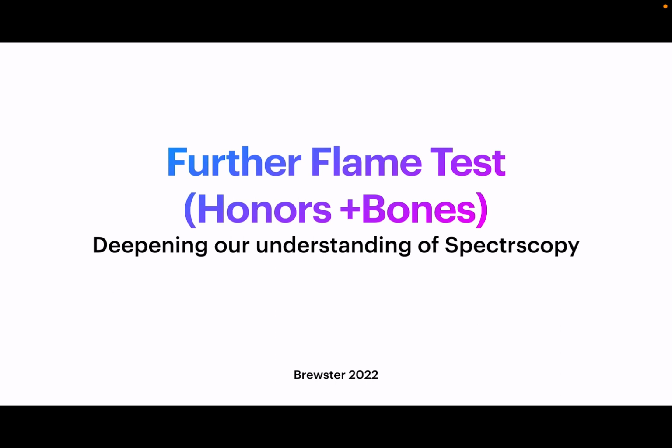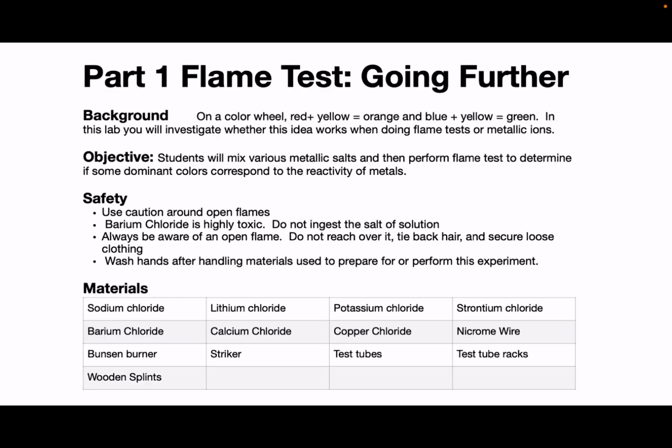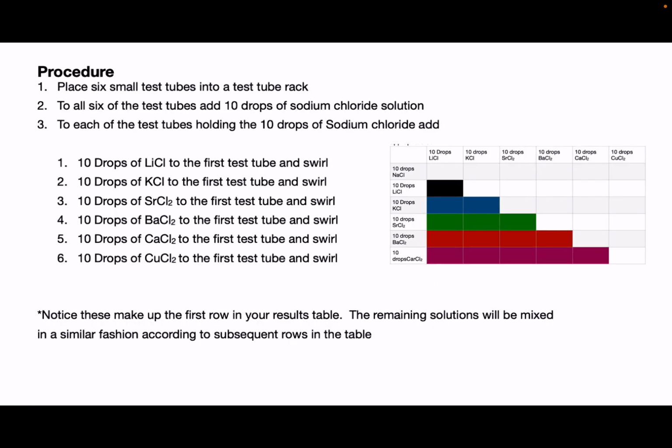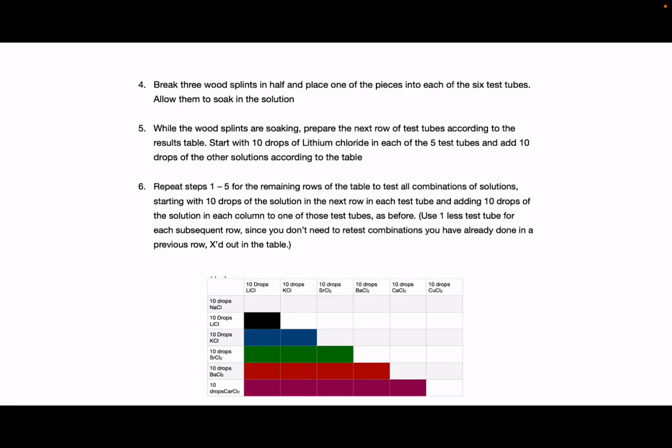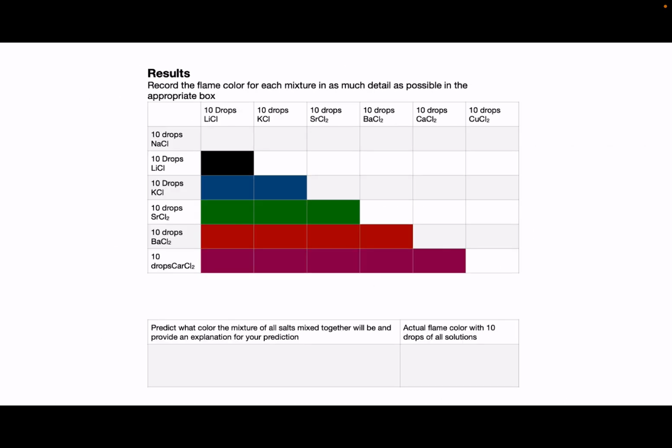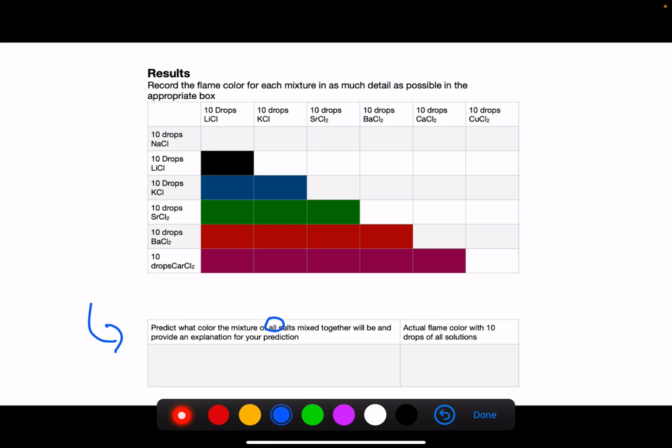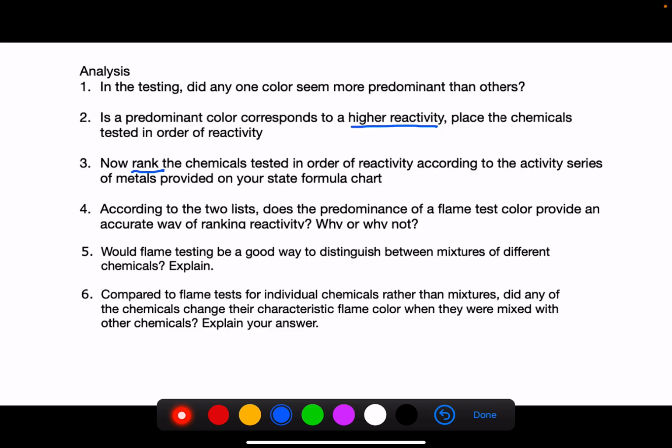Okay, further flame test. This is your post-lab discussion. You went in there and you combined your chlorides together and recorded what color they were when you mixed them together. You also mixed all the colors together and recorded what color the overall flame was. All right. So question number one: it's your opinion on which color was seen more predominant than the others.